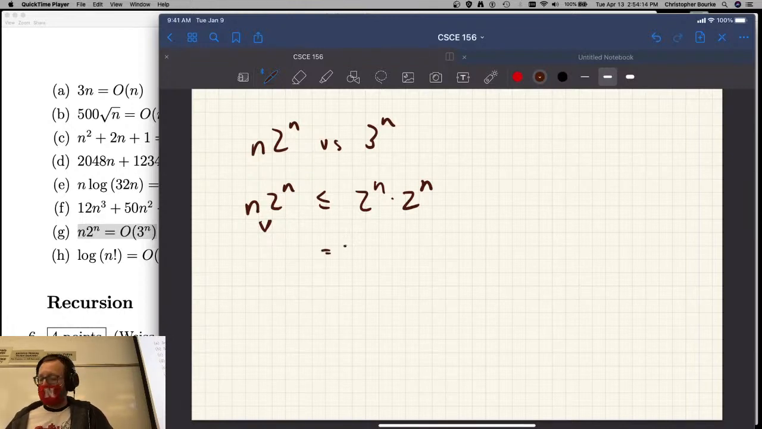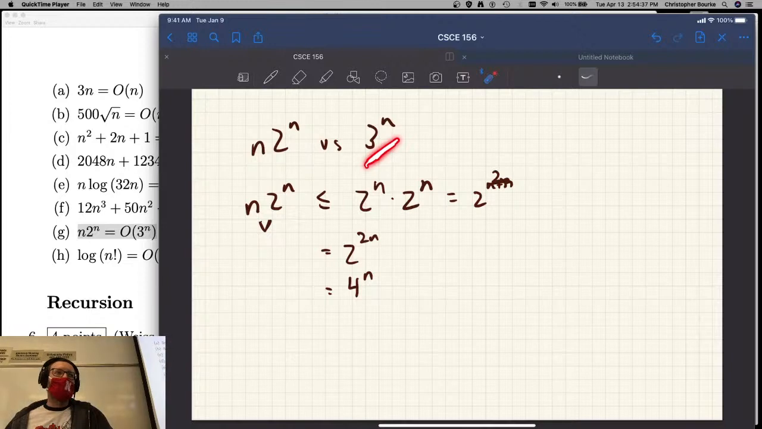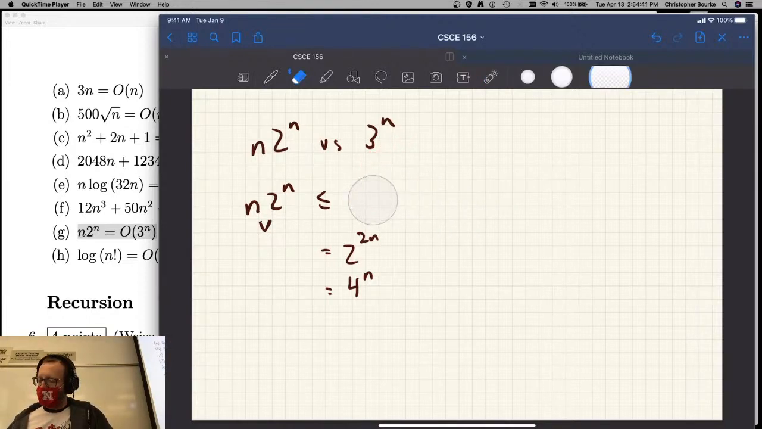Say what? 2 to the 2n, why? 2 to the n plus n, right? So 2n. And then what can you do with that 2? 4 to the n, right? But guess what? You've jumped the shark. You've gone too big. All right, back it up.